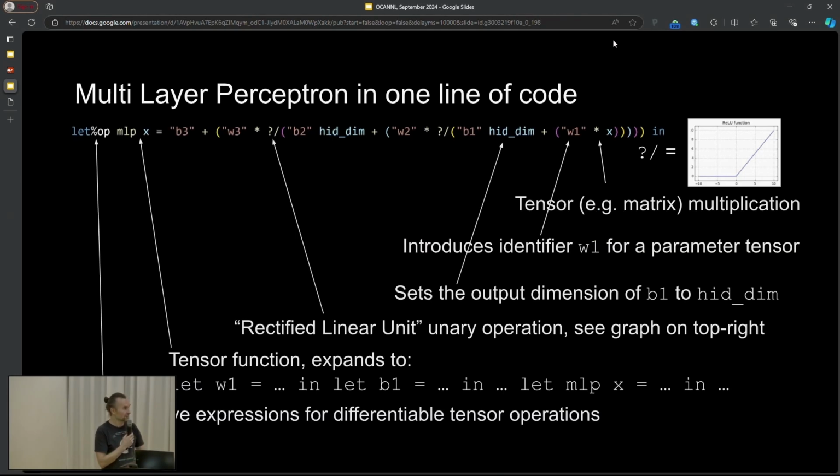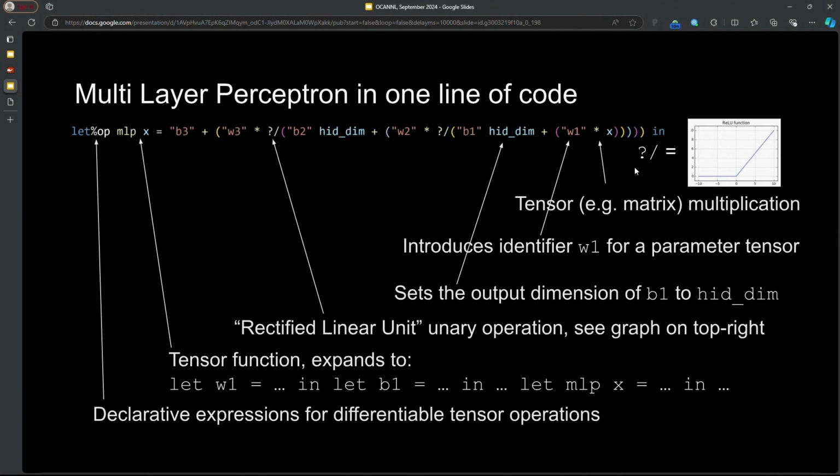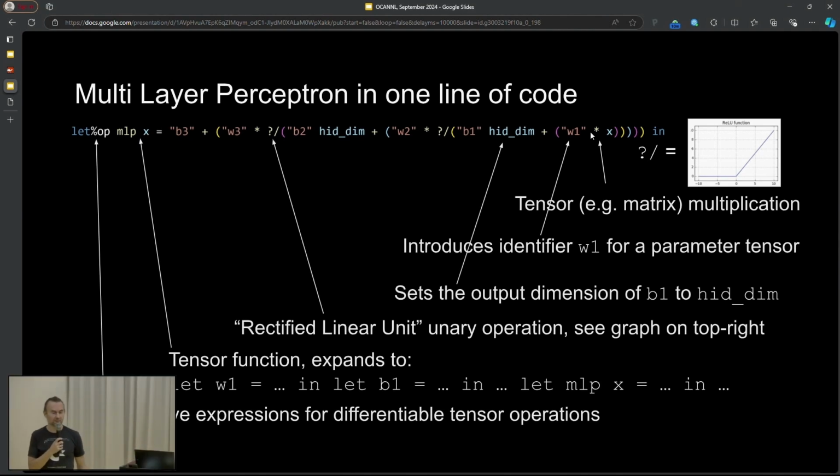So going through it from the right, the X is the input to the network. The multiplication here is the matrix multiplication. More generally, it's a tensor multiplication. There can be multiple axes. The string is a notational shortcut to inline declare a tensor. Here we provide the output dimension of the tensor B1. So that's the rectified linear unit nonlinearity.